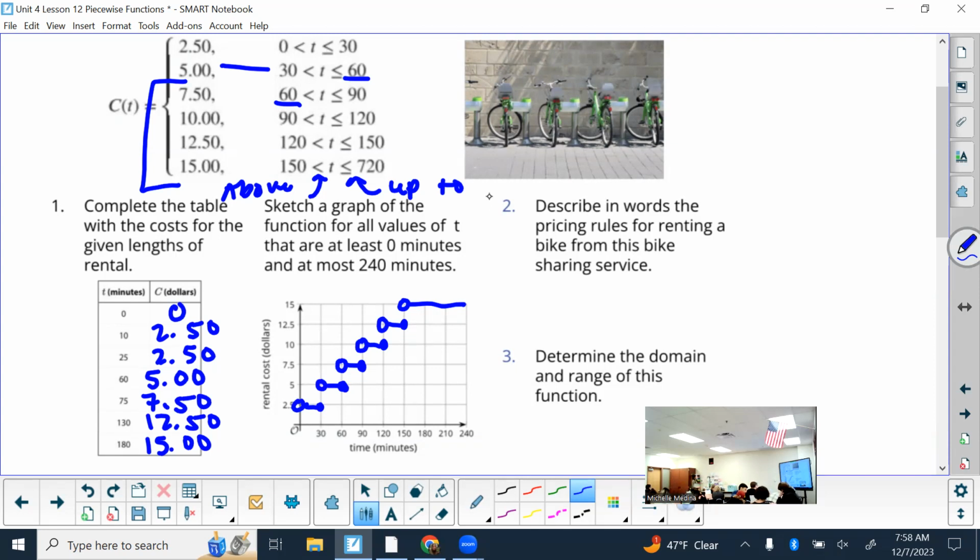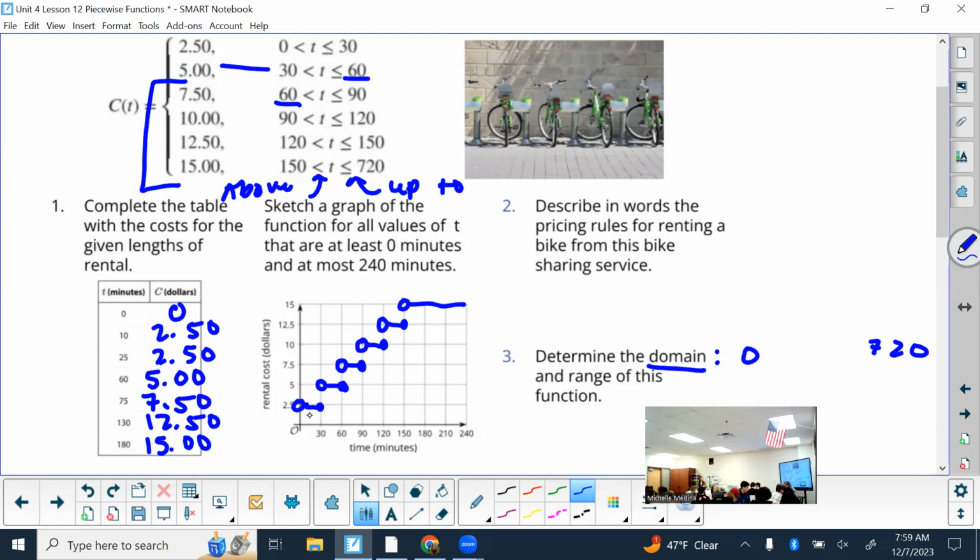So then for the domain and range, what is my domain? What are all my possible x's in this? What's my lowest x value that I can have? And what's my highest x value that I can have? Where'd you get 180 from? 720. Okay. Oh, because you were looking at the table. Gotcha. All right. If you look at the rules, that'll define basically your lowest and your highest.